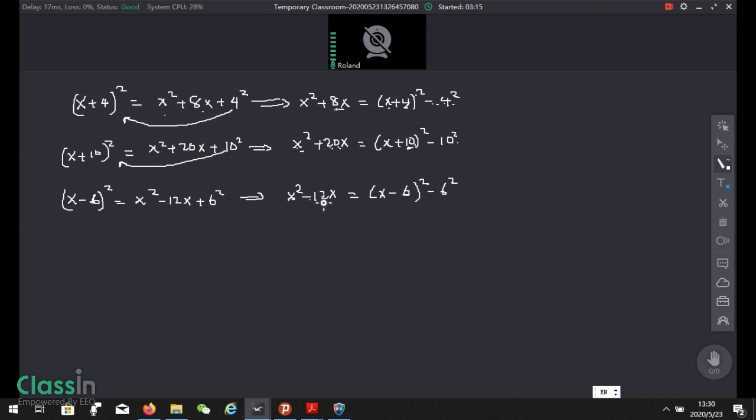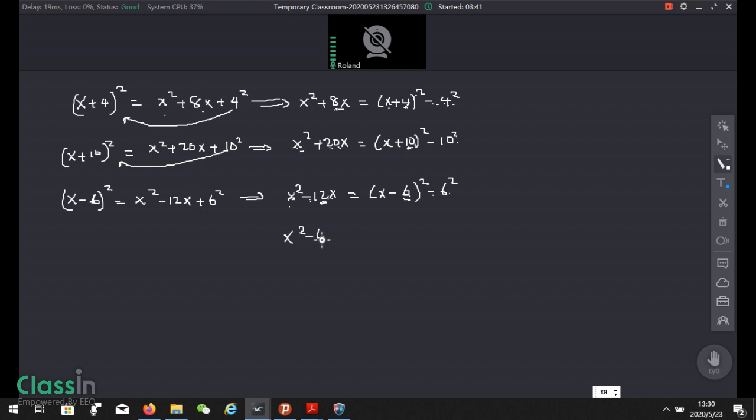The same thing applies to this. We got x squared minus 12x. The coefficient of x is negative 12. Half of negative 12 is negative 6. So we got x minus 6 all squared minus the same value squared. So always we can see that we need to take the coefficient of x, halve it, square it, and then subtract it. That means let's complete this and see.